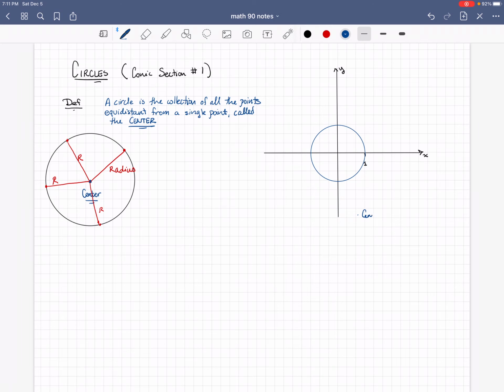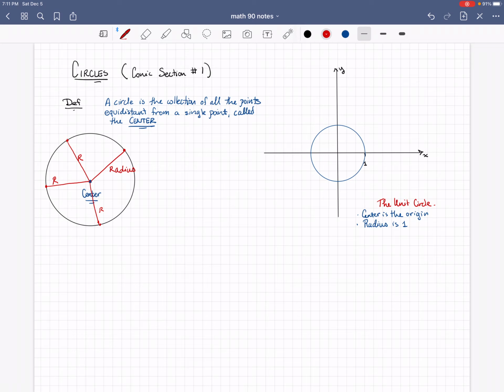The center of this circle is the origin, and the radius of this circle is 1. And this circle is actually a very special circle. This is called the unit circle. Many of you are moving on to taking trigonometry in the spring. And in trigonometry, the unit circle is going to rule your lives for the first few weeks.